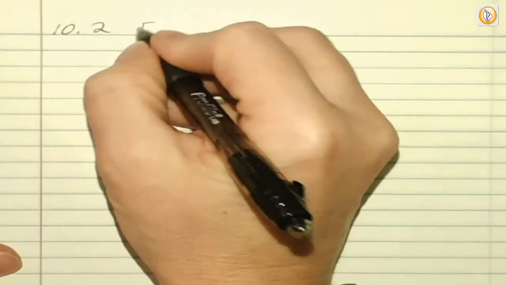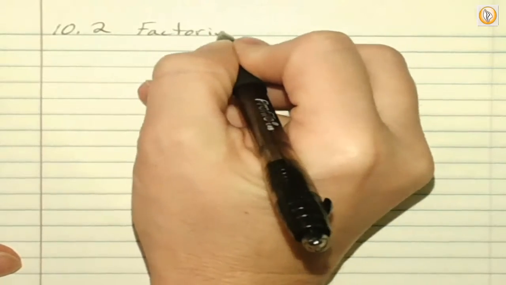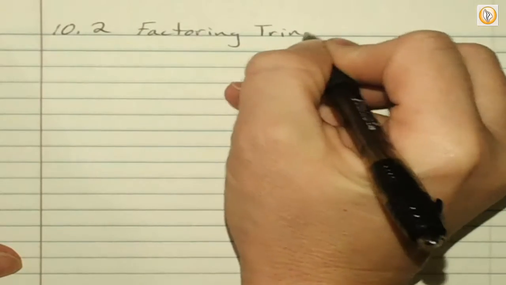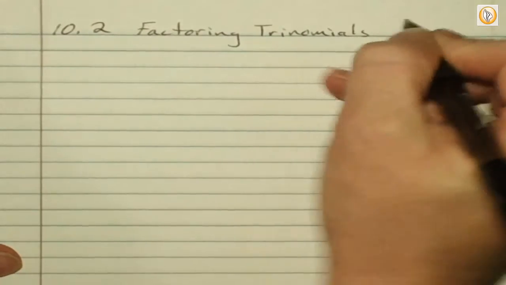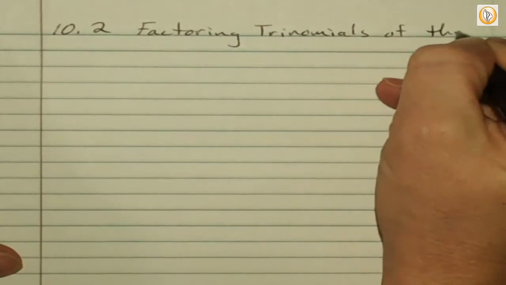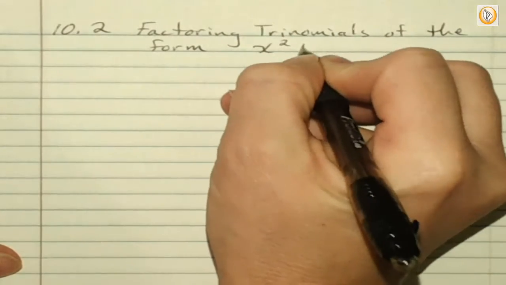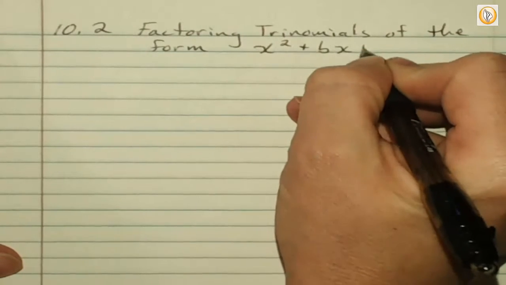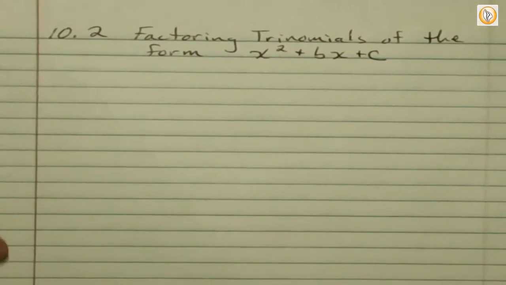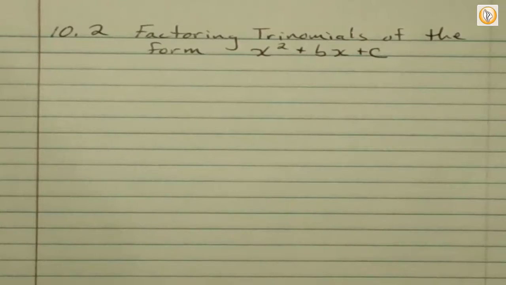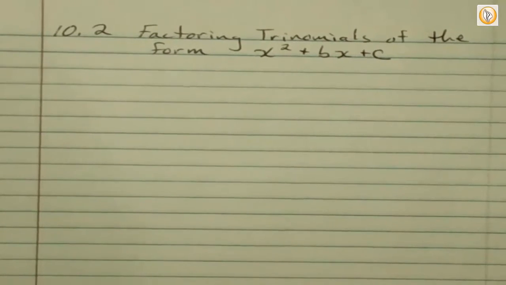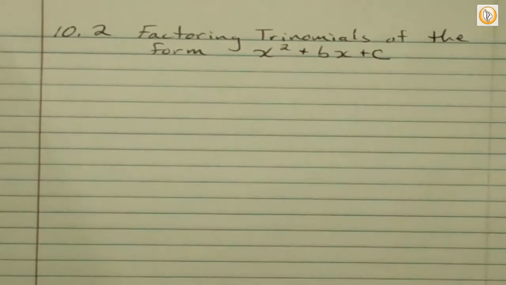So 10.2. We are factoring trinomials of the form x squared plus bx plus c. All right, don't panic. It's really not that bad. It's just kind of time consuming in a way. And even then, y'all have done much worse.